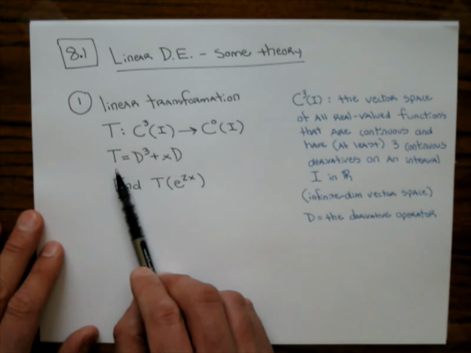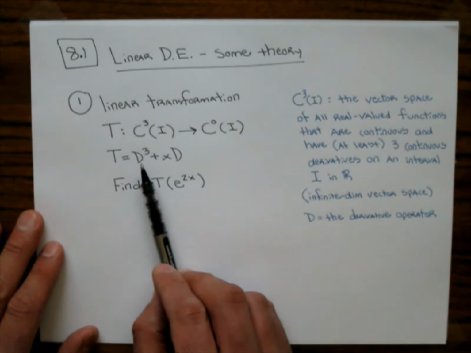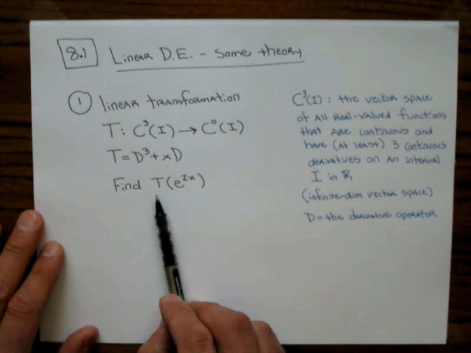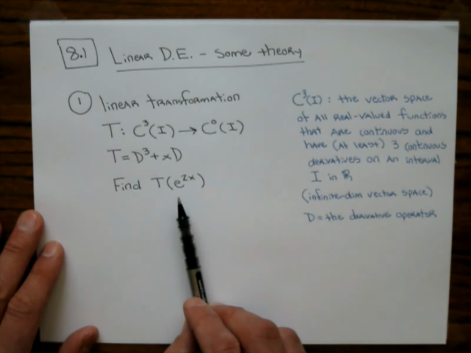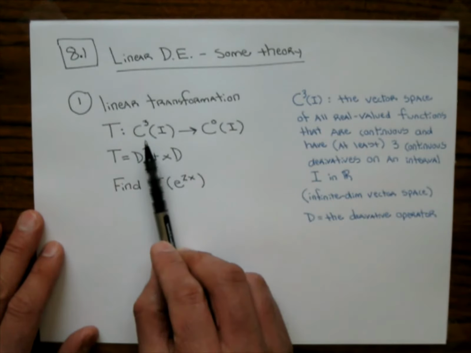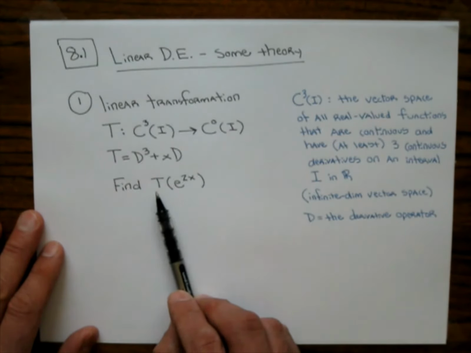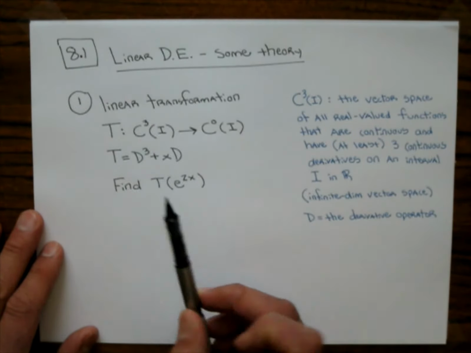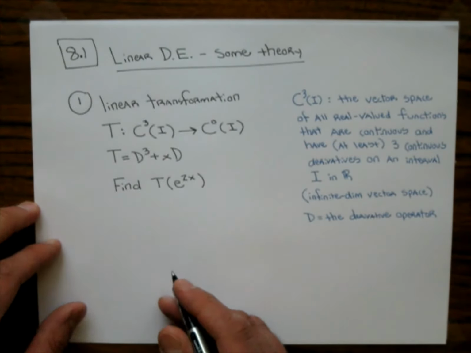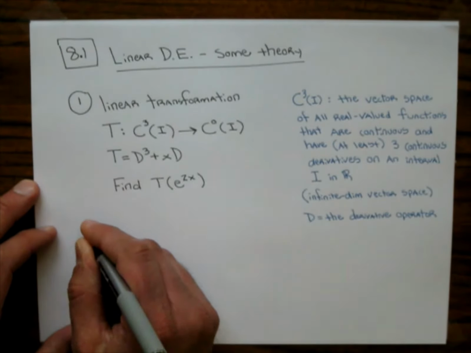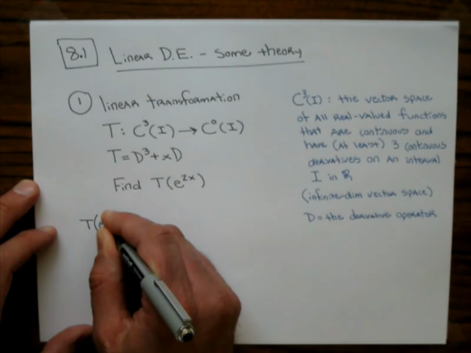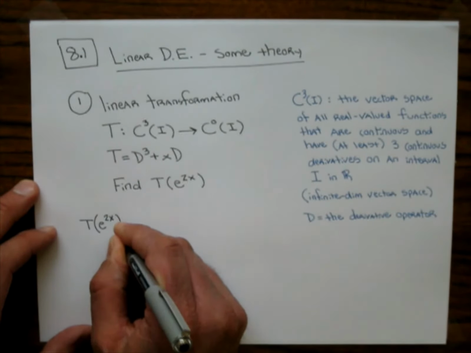So the transformation is described by saying D cubed plus xD. They want us to find T of e to the 2x. So e to the 2x is a vector living in C3, and we're going to send it over to another world by using this linear transformation. So how am I going to do that? Well, let's write this out. T of e to the 2x.